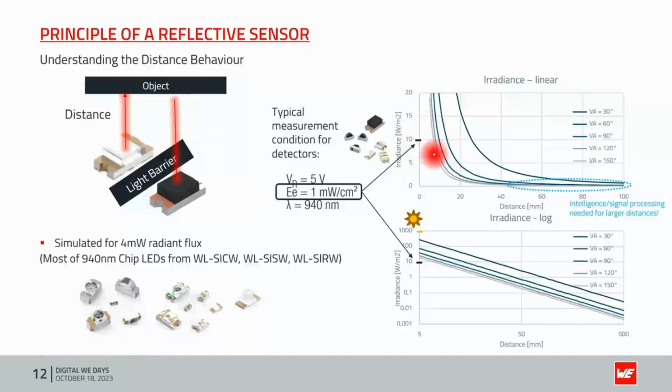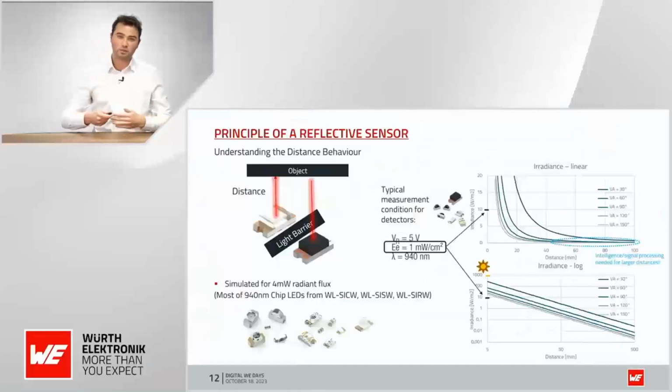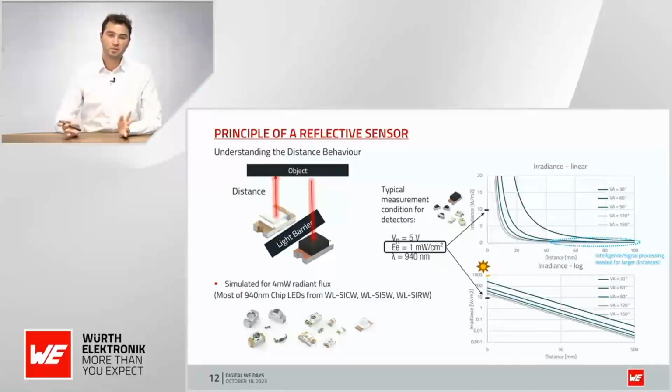Let's say we want to get like 10 watts per square meter. For a really high viewing angle, we have only detection distances of something like 5 to 10 millimeters. If we go to lower viewing angles, then we have already like 25 or even 30 millimeters of detection range. The assumption here is all of them have the same optical power output. The only difference is a different viewing angle. So this is a basic understanding. If you want to have a larger detection distance, of course, you need a smaller viewing angle. You need a lens on top that is focusing your light more.